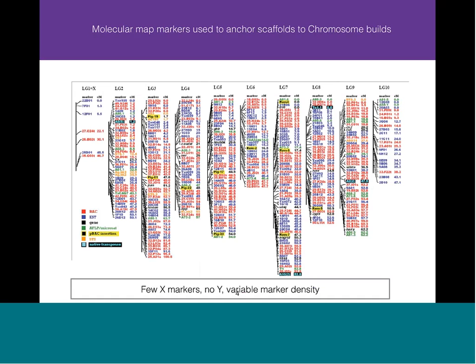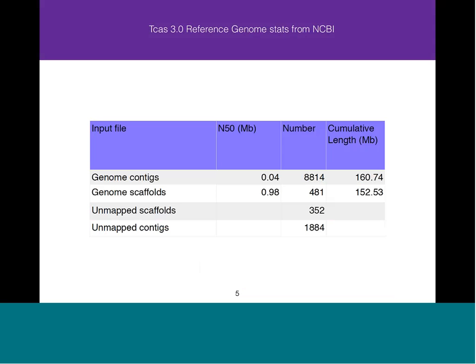These molecular markers were used to anchor scaffolds from the genome assembly into chromosome builds. And so when you look at the information that's available for the Tribolium castaneum version 3 reference genome at NCBI, you can see that we have quite a few contigs.